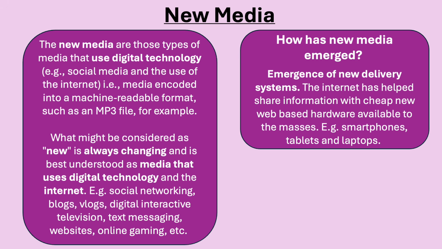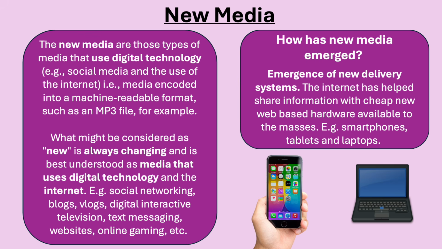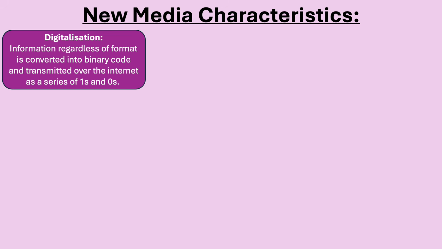But how did new media actually emerge? Well, it came along with the emergence of new delivery systems, so the internet has helped share information with cheap new web-based hardware available to the masses, such as smartphones, tablets, and laptops, which obviously, nothing like this was available before, so this is how it all came about. So there are 7 main characteristics of new media, and these are them now.